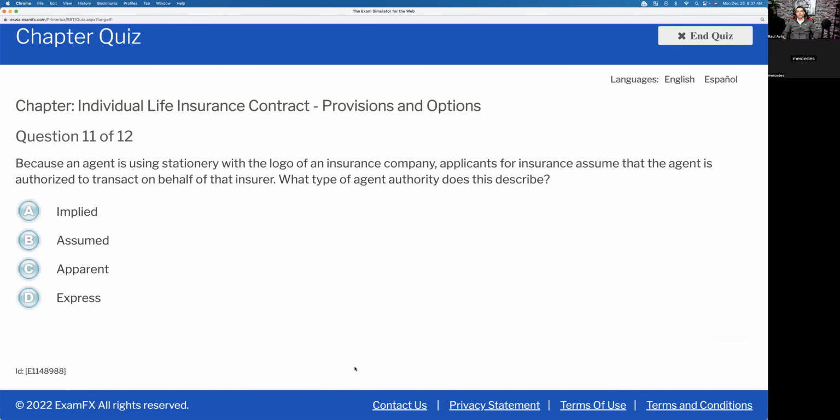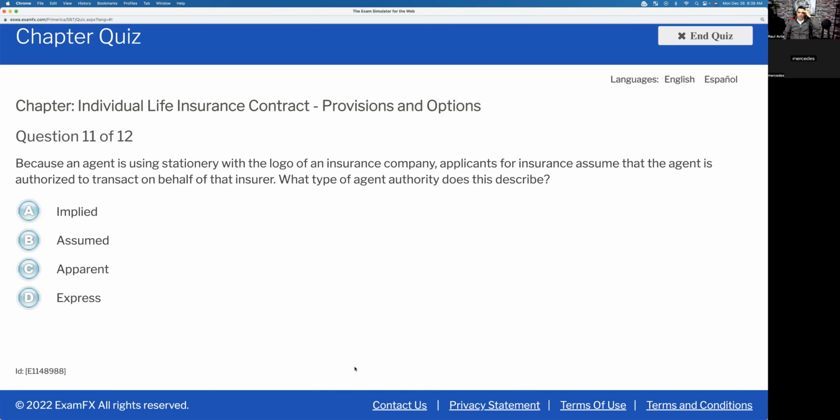Because an agent is using stationery with the logo of an insurance company, applicants for insurance assume that the agent is authorized to transact on behalf of that insurer. What type of agent authority does this describe? Implied, assumed, apparent, expressed.